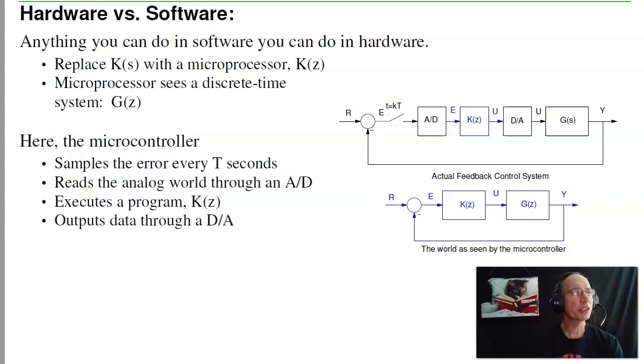Now, back when you took signals and systems, you covered Laplace transforms, Fourier transforms, and Z-Transforms. Z-Transforms always cause confusion. They're actually extremely useful. What the Z-Transform does is it's the way to represent basically software.